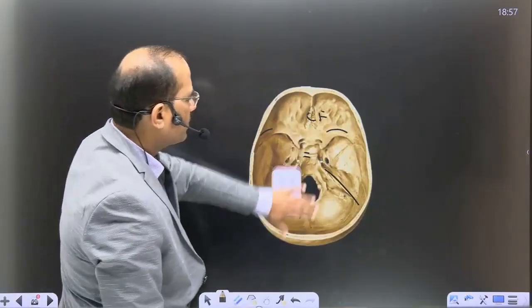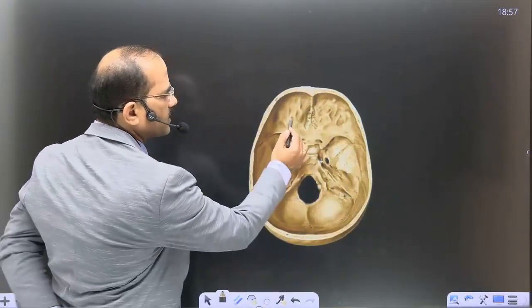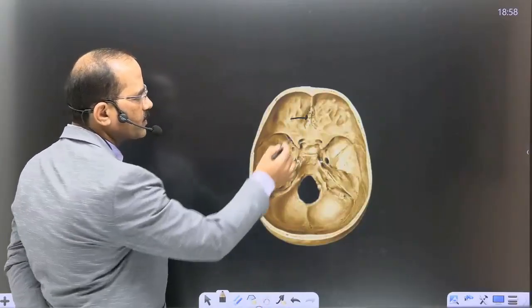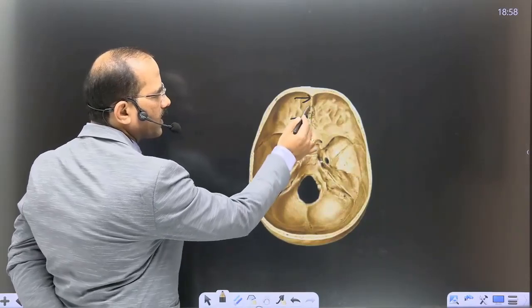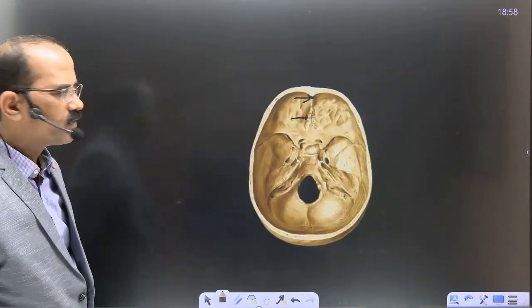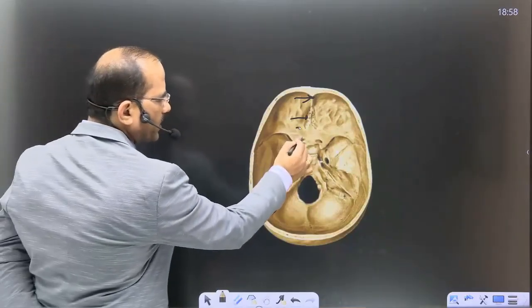In the anterior cranial fossa, what do we find here? That's the cribriform plate of the ethmoid. What comes in from here are the olfactory nerves. That's the frontal crest, and in front of it is the foramen cecum. That's the optic canal here.